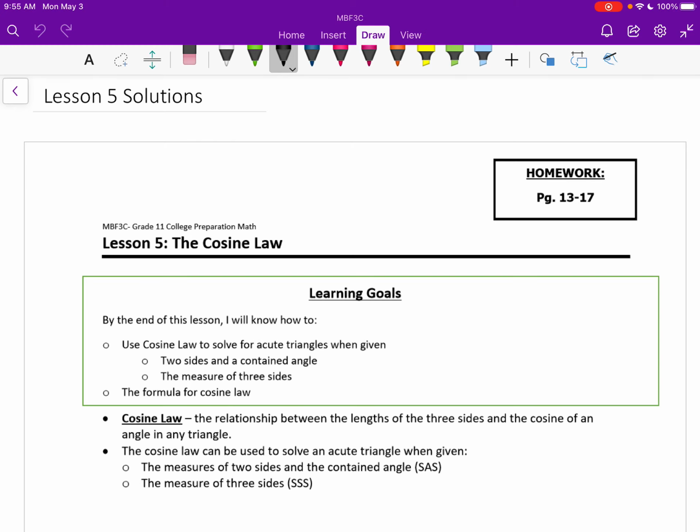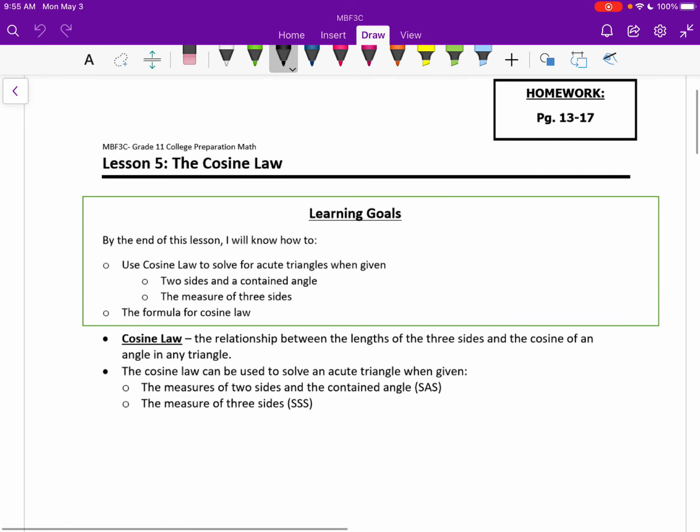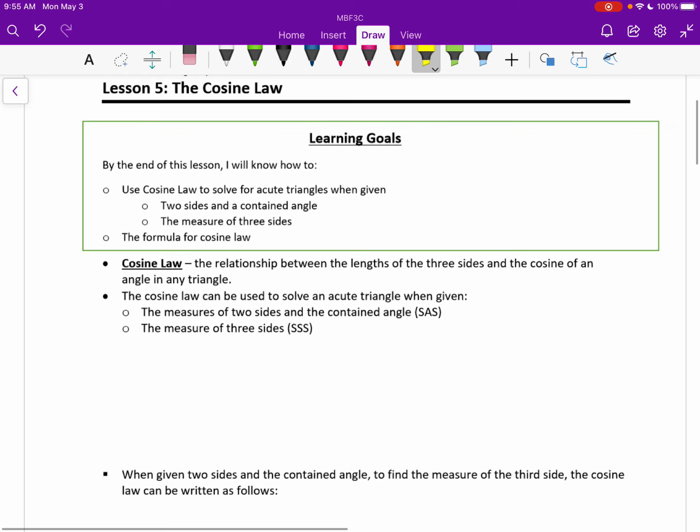Hey class, welcome back to lesson 5. Today we're going to be talking about the cosine law. Just so you know, your homework is going to be page 13 to 17 in your workbook. And we're just going to get started.